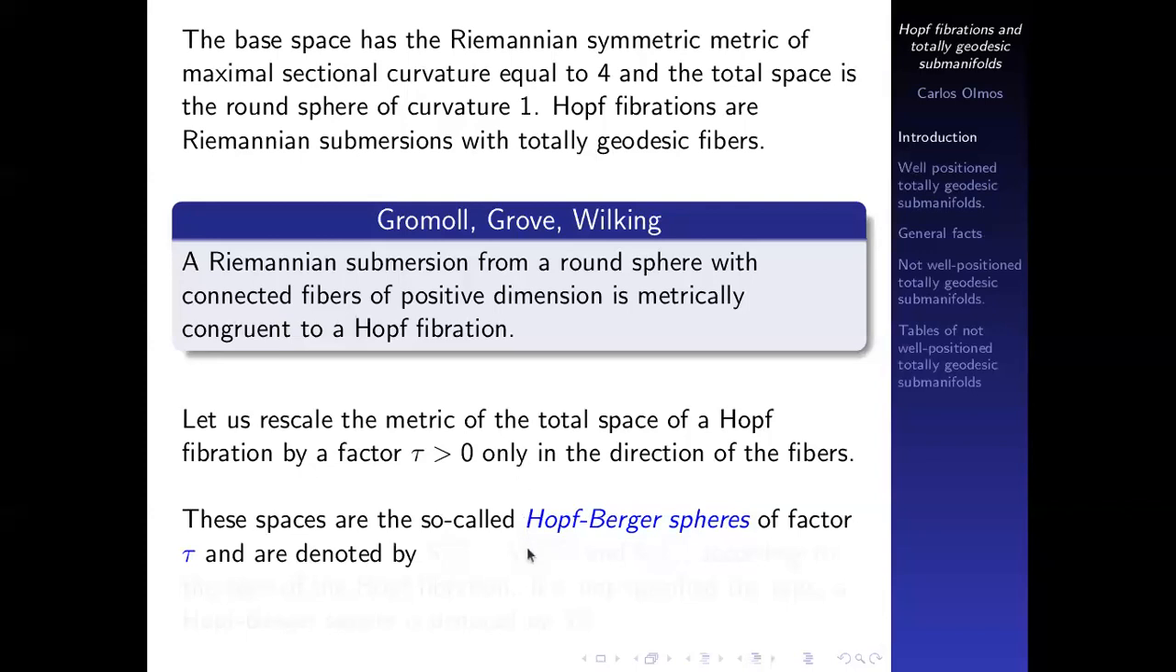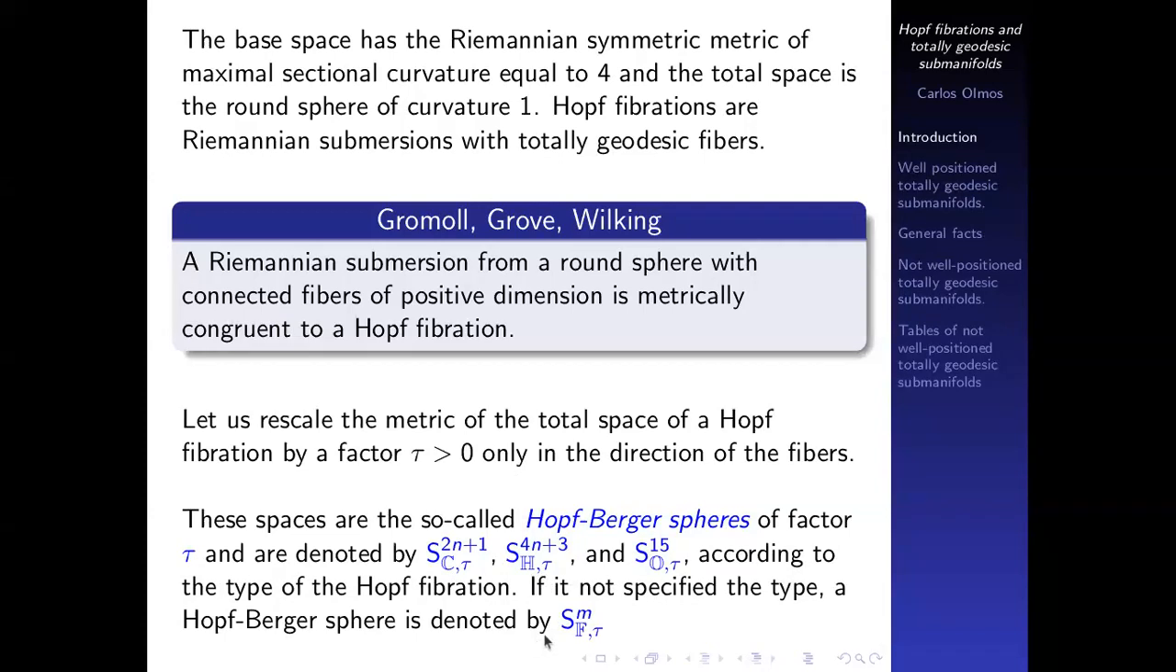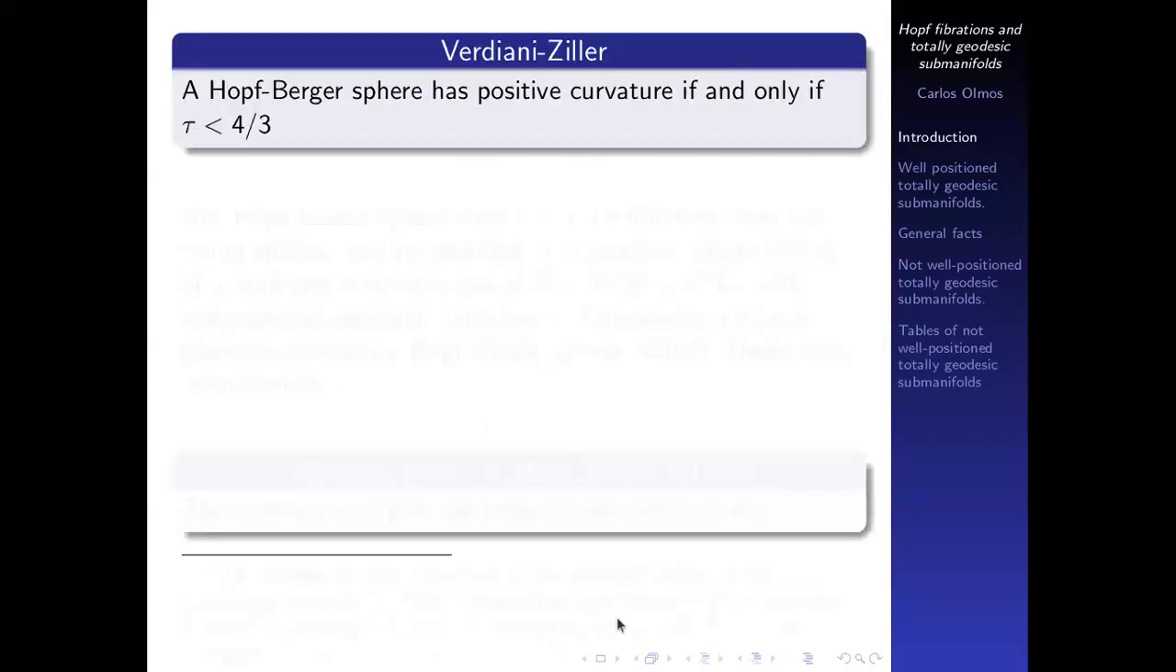The Hopf-Berger spheres of factor tau are denoted with this notation. The first one is the complex, the second the quaternionic, and the third is the octonionic, and the factor is tau according to the type of the Hopf-Berger. When the type of a Hopf-Berger sphere is not specified, it is denoted by this. So the total space.